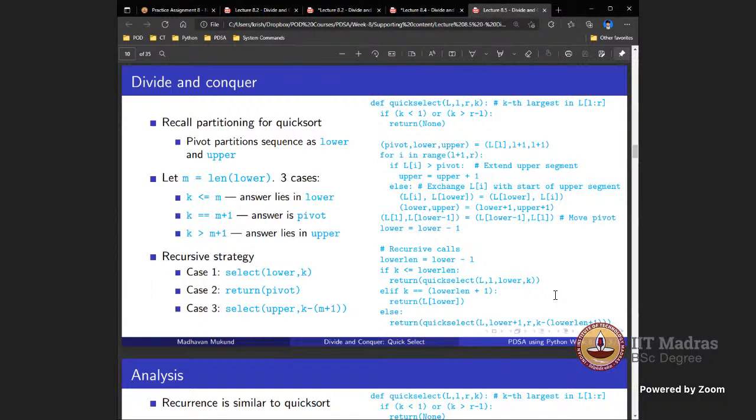This region is totally the quickselect region. We go through each element, and if the value is greater than the pivot, we increase the upper pointer by one. Or else, if it's less, we exchange the value and increase both lower and upper. If you know quicksort, it is the exact same thing. After this, we move the pivot to its respective position. Sir, I understood quicksort. The key thing here is what we are doing with k. If it is in the upper part, we do k minus lower length plus 1.